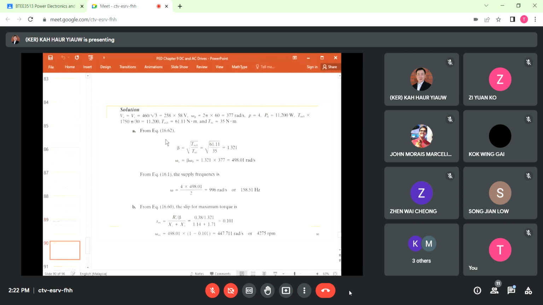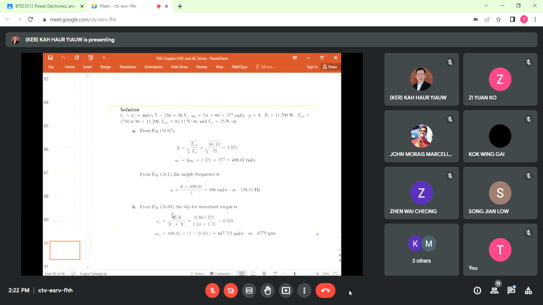So from equation 62, beta is obtained in this equation and has a value of 1.321. Omega s is equal to 498.01 radian per second. From equation 1, the supply frequency is equal to 158.51 Hz.